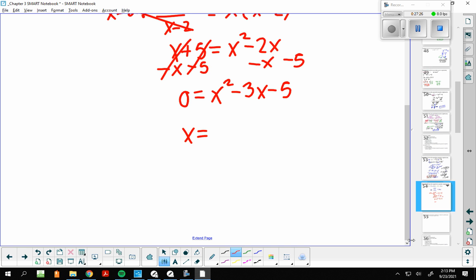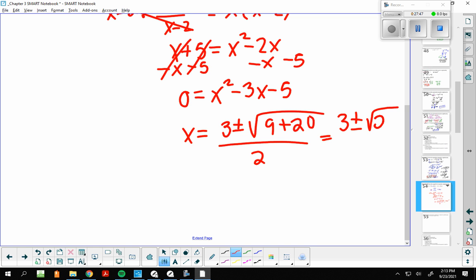So x equals negative times negative 3. So that's positive 3 plus or minus the square root of 9 minus 4 times 1 times negative 5. So negative 4 times negative 5, that's going to be a positive 20, all over 2 times 1. So we have 3 plus or minus the square root of 29, that can't be simplified, over 2.